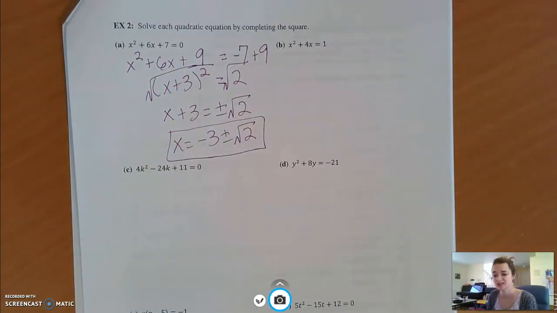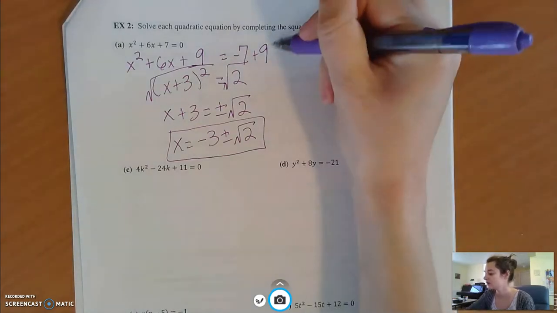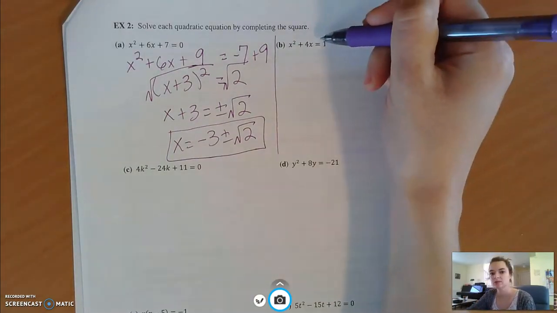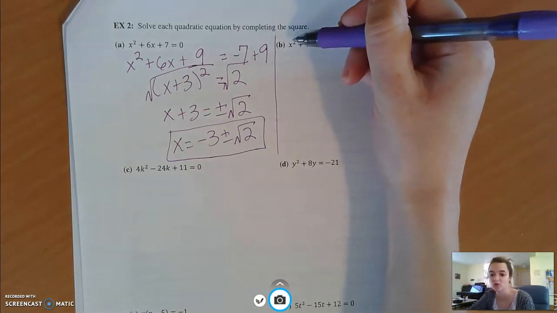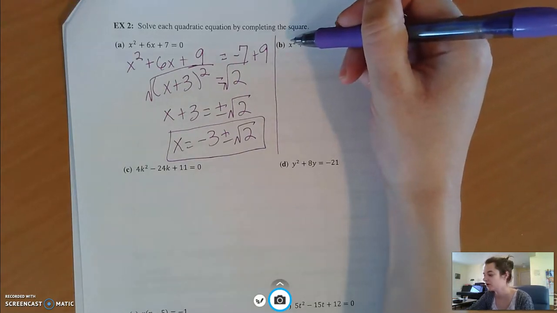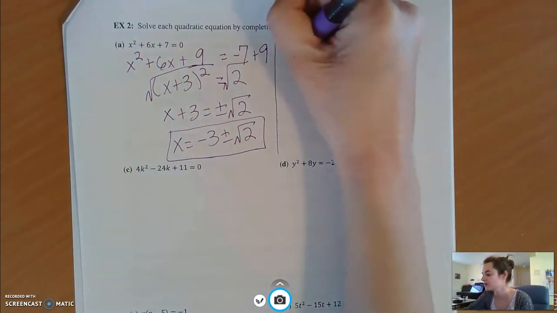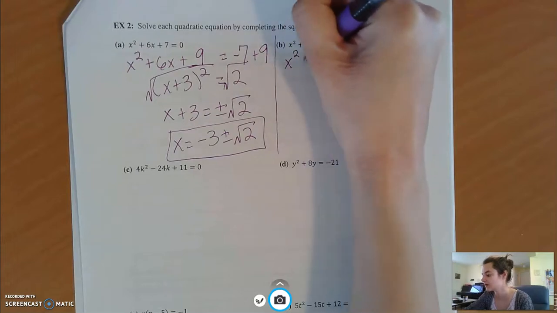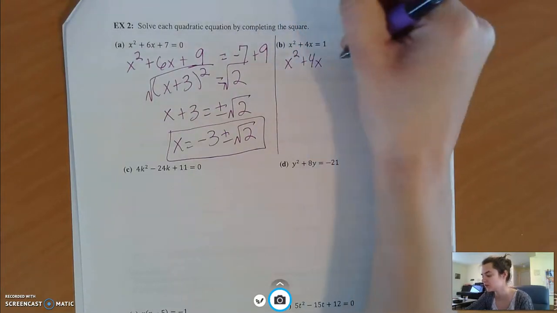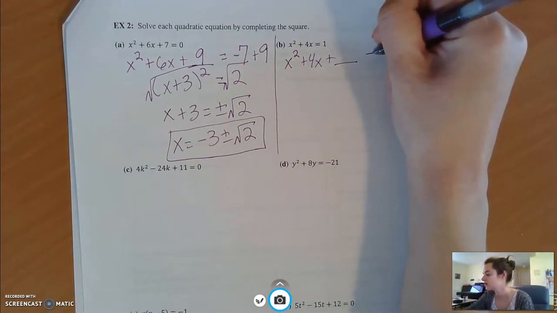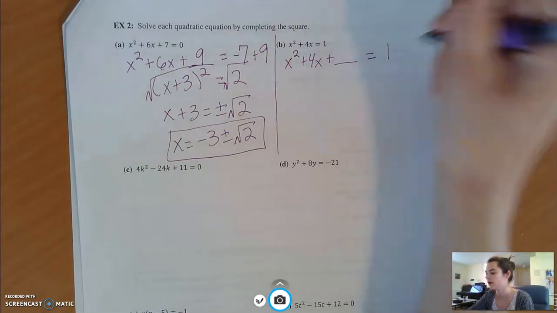Okay. Let's try some more, okay? So in part B, I've got x squared plus 4x equals 1. We are actually pretty well set up to do some completing the square at the beginning. The x squared has just a coefficient of 1. We're ready to go. We've actually already moved the constant over, so let's get started. To complete the square, I'm going to have an x squared. I'm going to have my middle term, which is plus 4x. And I'm going to leave a blank for when I complete the square. Equals, on the right side I have a 1.